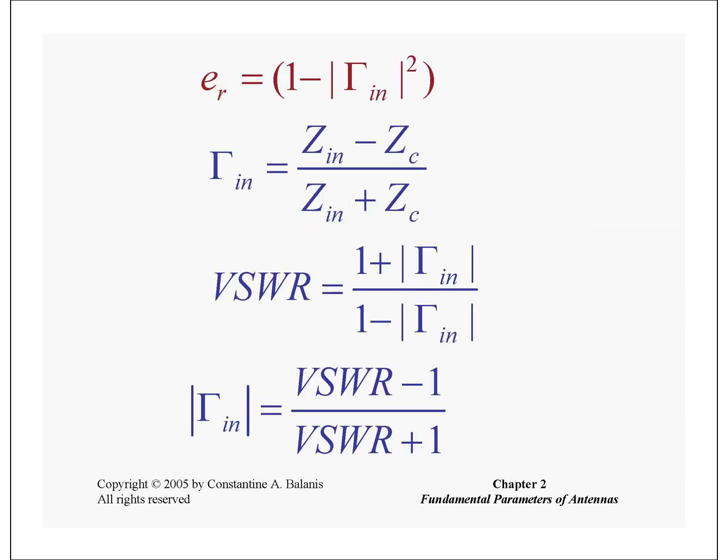So the reflection efficiency can be calculated if we know the value of reflection coefficient at the input, which is given here. Similarly, VSWR, voltage standing wave ratio, can also be calculated if we know the value of reflection coefficient. And similarly, if VSWR is known to us, we can find the value of the reflection coefficient.